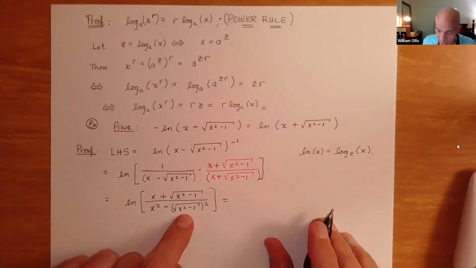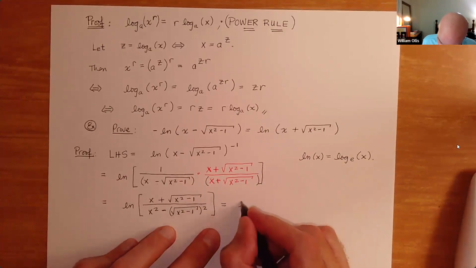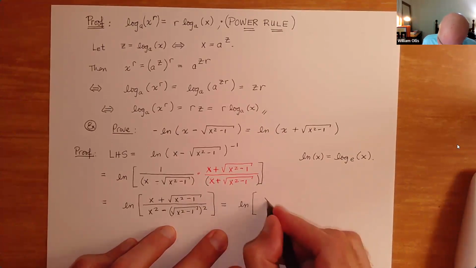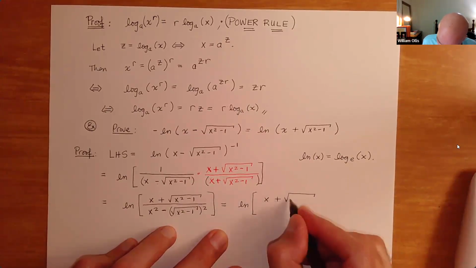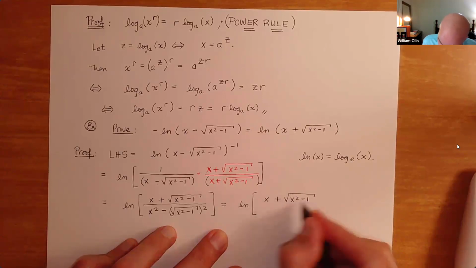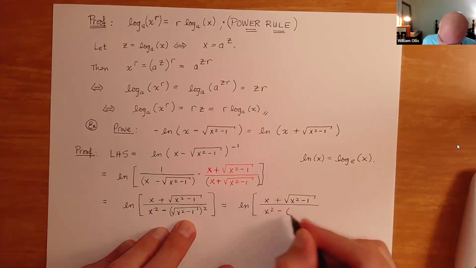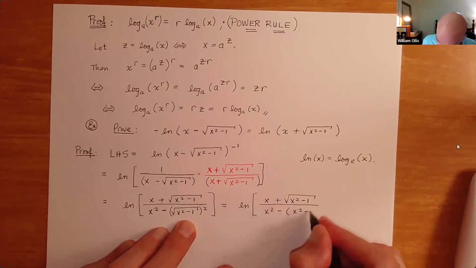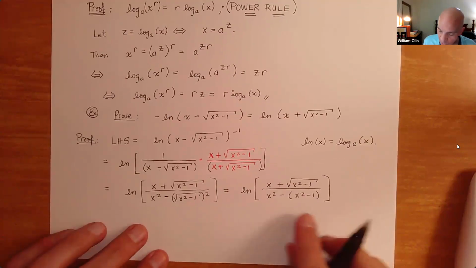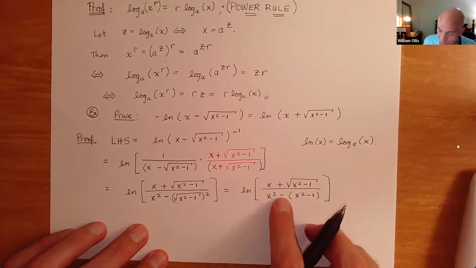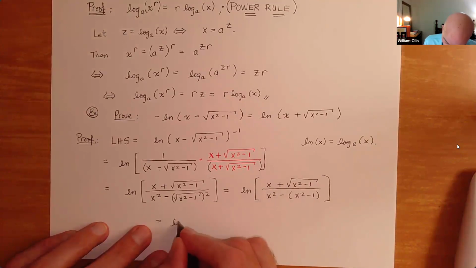And now, of course, the square will absorb the radical, their inverses. So we have the natural log of x plus the square root of x squared minus 1. And downstairs, we just have x squared minus the quantity x squared minus 1. So that's what relieves us of the additional powers of x. So, of course, the x squareds absorb, and we have minus the negative 1. So that just gives us a 1 in the denominator. So we're done.